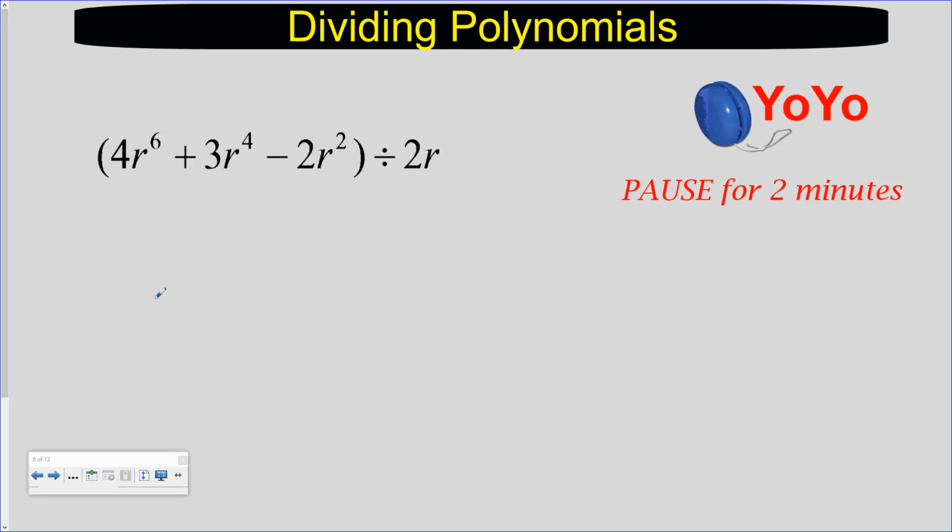Go ahead and take this guy, split it into a fraction, write each fraction separately, take out your common factors, reduce each fraction, and then simplify. So go ahead and pause the video for a couple minutes until everybody's done, or at least close to done, and then I'm going to do this guy.